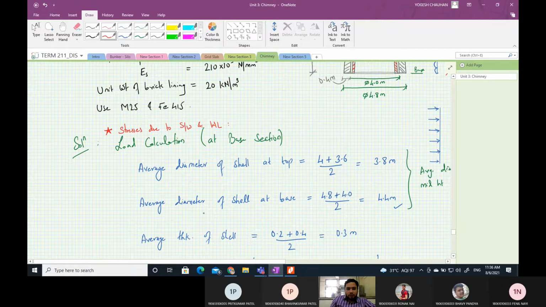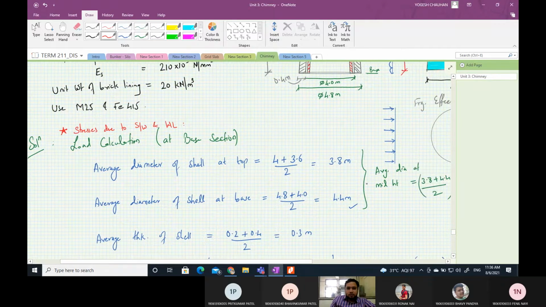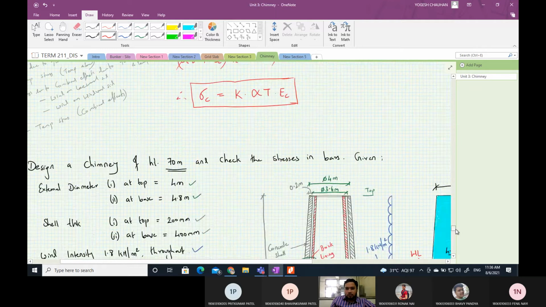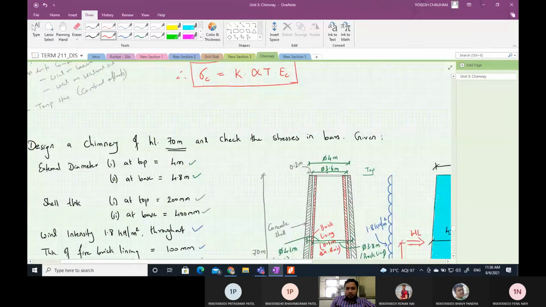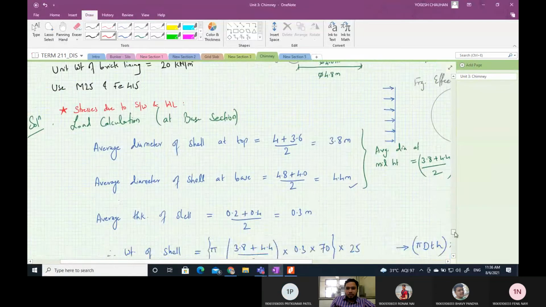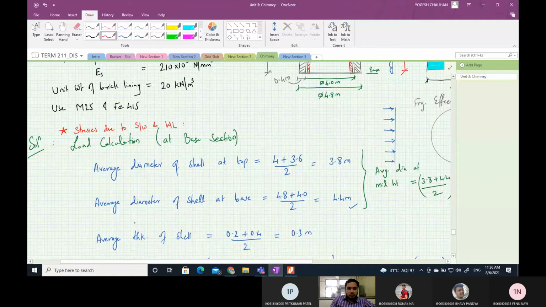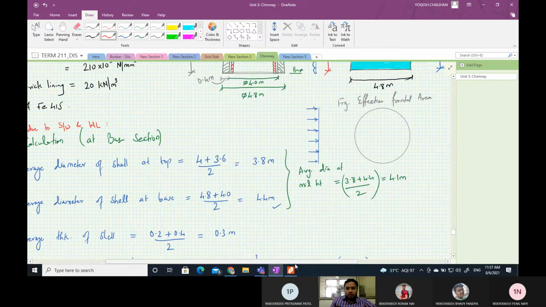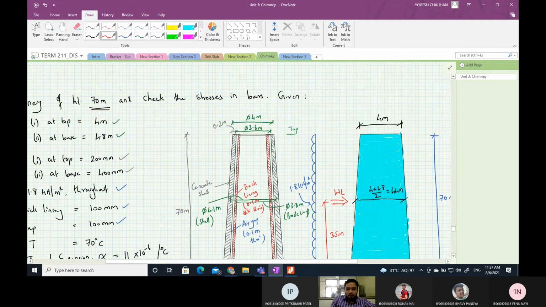So the average diameter of the shell at the top: at the top we have 4 meter external diameter and 3.6 meter internal diameter, so the average diameter will be 3.8 meter. Similarly, at the base, 4.8 meter is the external diameter and 4 meter is the internal diameter, so the average diameter is 4.4. The average diameter at the mid height will be the average of these two, so it is 4.1 meter.